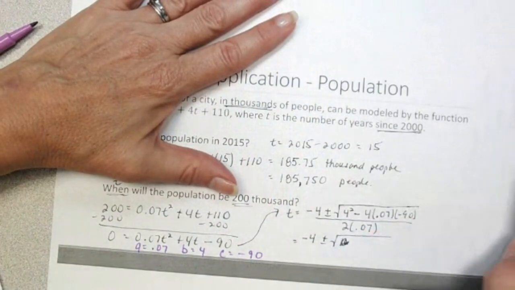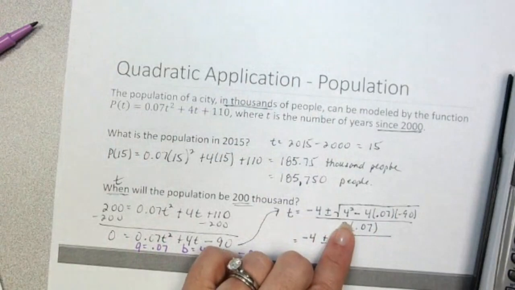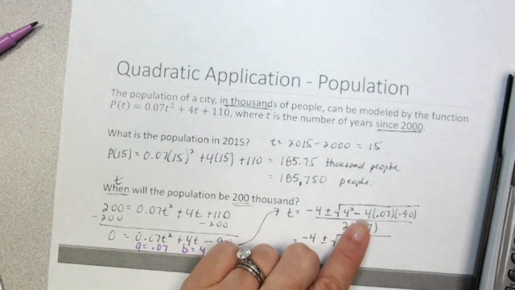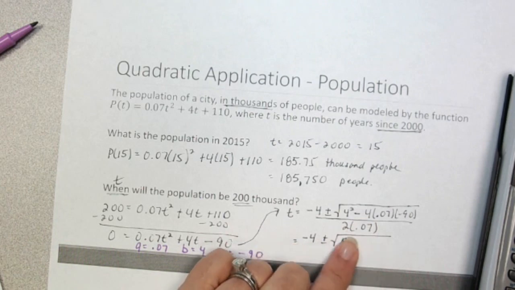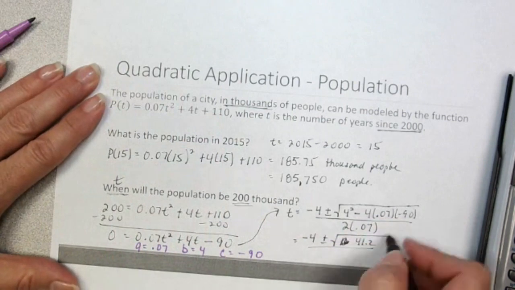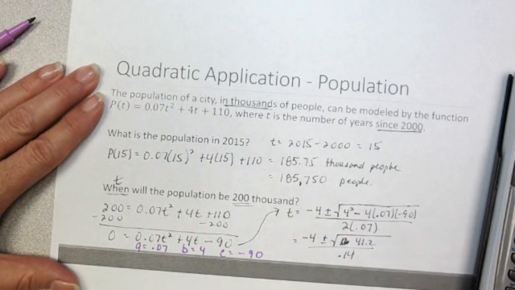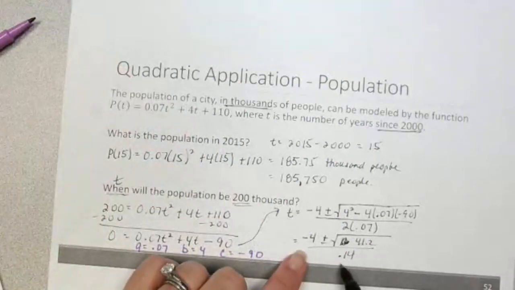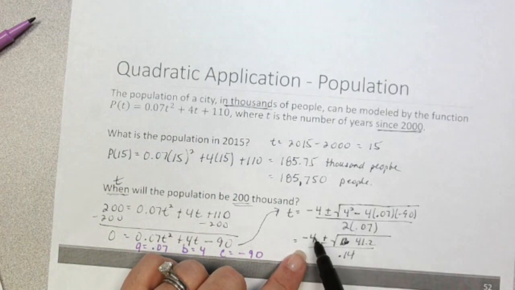Let's put this on the calculator and just get our root. So 4 squared, that's 16, or I'll just type the whole thing in. 4 squared minus 4 times 0.07 times negative 90. There it is, 41.2. All over 2 times 0.07, that's going to be 0.14. Now we're going to have two values here, right? Negative 4 plus the square root of 41.2 over 0.14, and negative 4 minus the square root of 41.2 over 0.14.